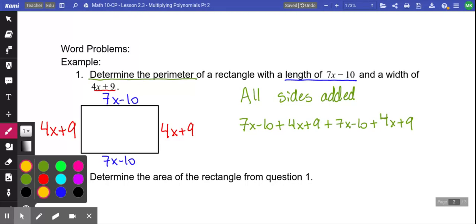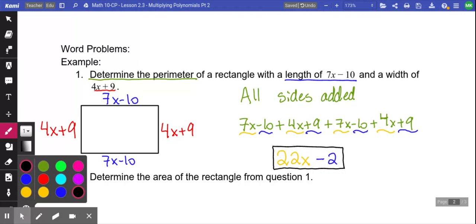So all I've done is I've written out all the sides added together, because that's what perimeter is. And then I'm going to collect like terms. So if I have 7x plus 4x plus 7x plus 4x, that gives me 22x. If I look at the rest of the numbers, I have negative 10 plus 9, negative 10 plus 9. I put that in my calculator, I would get negative 2. So my perimeter would be 22x minus 2.